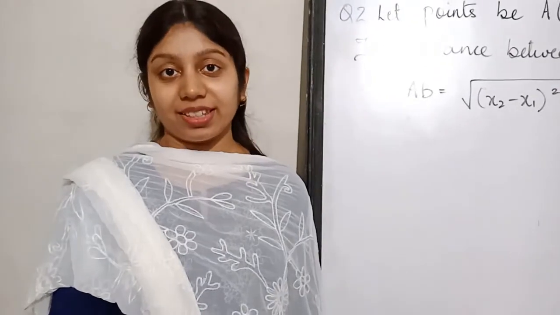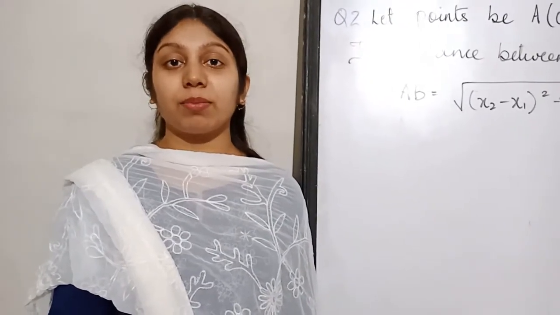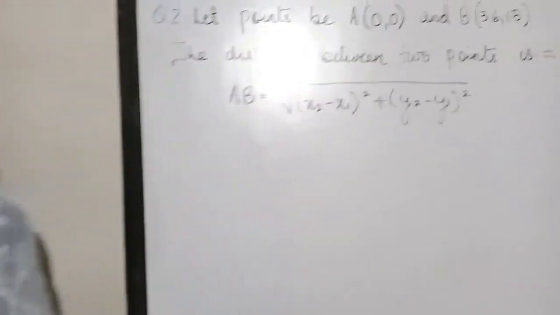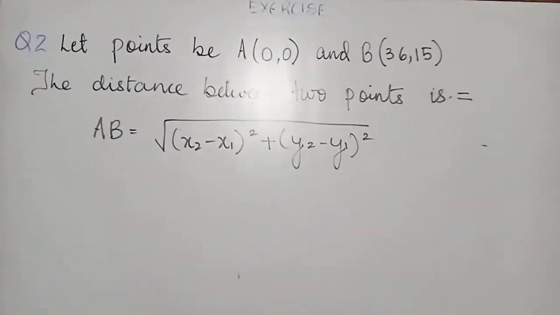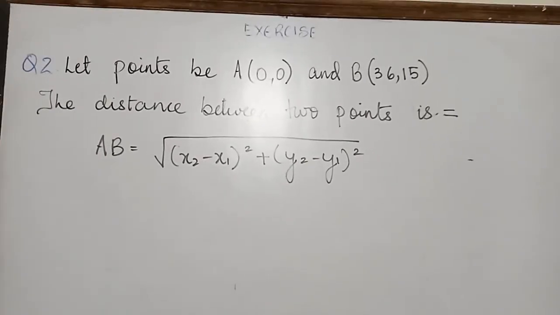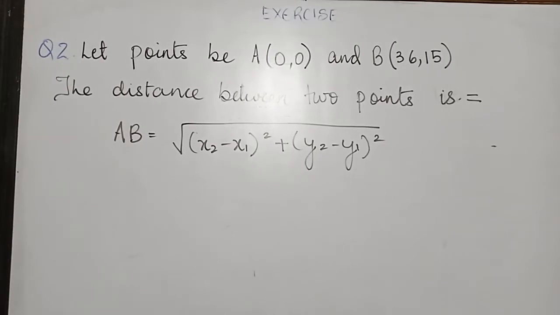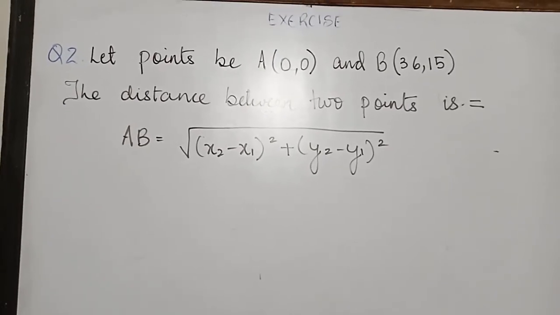Hello class 10. Let us continue with exercise 7.1, question number 2. The question is, find the distance between the points 0, 0 and 36, 15. Can you now find the distance between the two towns A and B discussed in section 7.2?